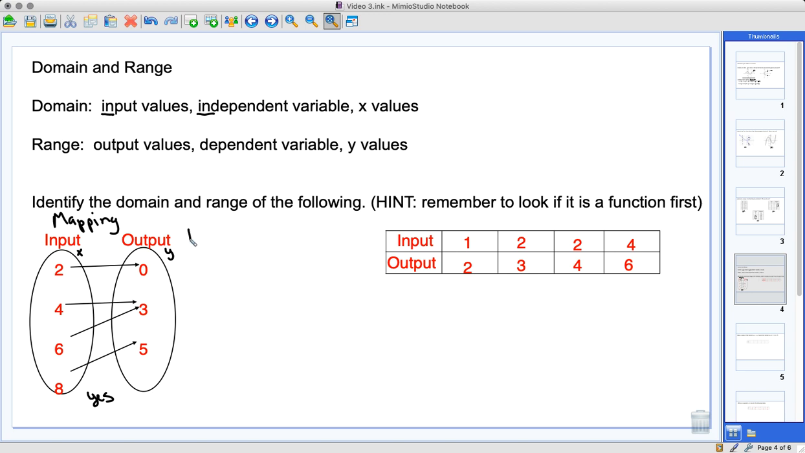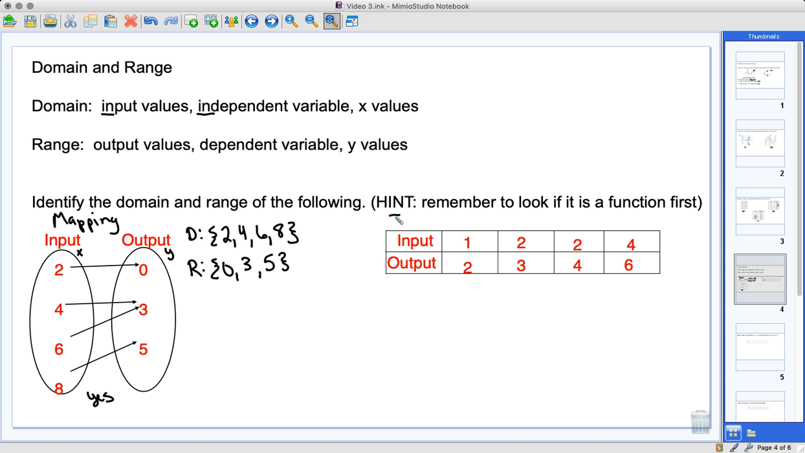So then my domain would be 2, 4, 6, and 8. So it's all the values in that input circle. Range then would be 0, 3, and 5. Okay, don't worry about the curly brackets. If you can't write them, just write parentheses. Okay, either way is fine. Okay, so there's your domain and range for that one.